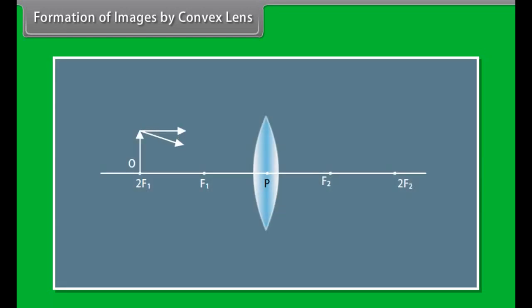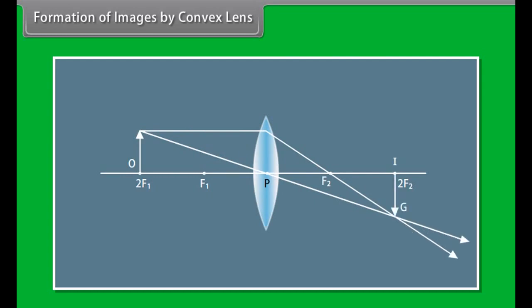When the object is placed at 2F, then the image is formed at 2F on the opposite side. The nature of the image is real, inverted and same size.